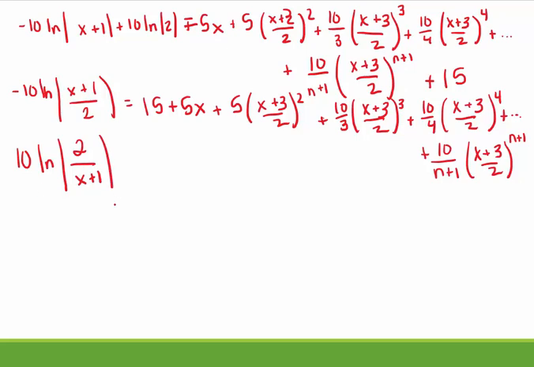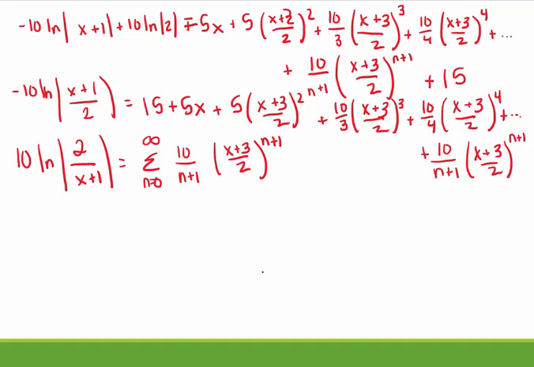So this function right here can now be approximated by this crazy polynomial, which technically is a sum of all of my terms, of my nth term, basically. So 10 over n plus 1 times x plus 3 over 2 to the n plus 1. Now I know this is a really long video. That was some crazy integration. Trust me, the first time I did this, I screwed it up like two or three times.